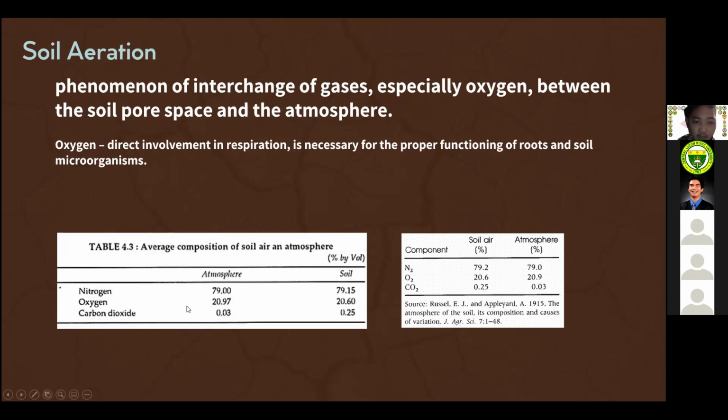Then in terms of carbon dioxide, the soil air is much higher, which is 0.25%, compared to the carbon dioxide content of the atmosphere. Okay.